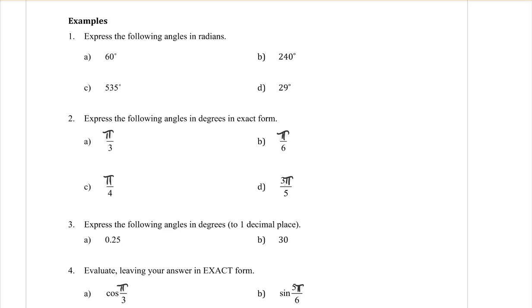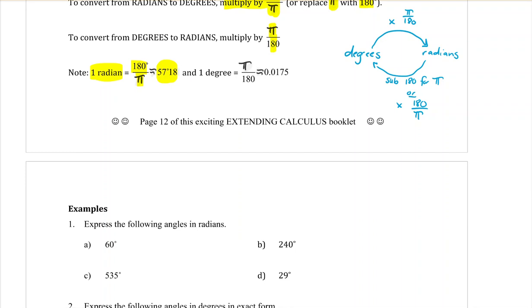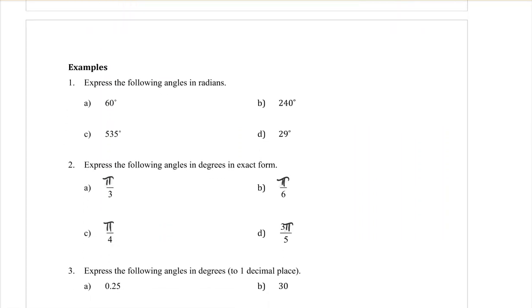So question 1, express the following angles in radians. These angles are all in degrees. So if you go back to my little chart here, to go from degrees to radians, we're going to times them by pi over 180. So for each one, I'm just going to go times pi over 180, like that.